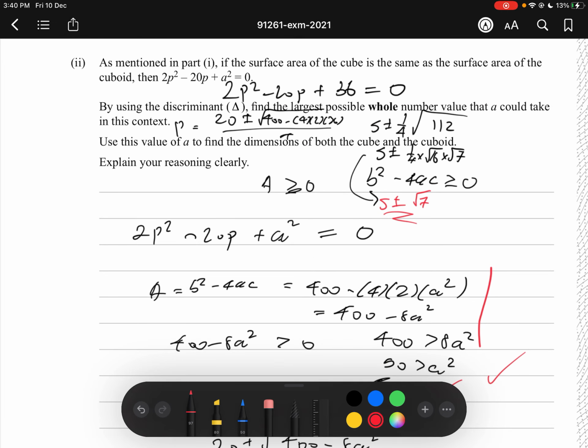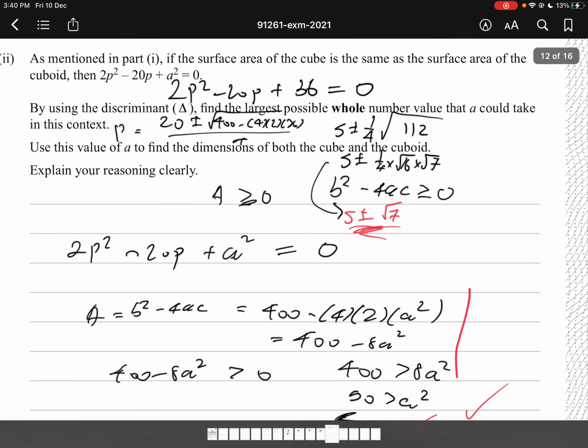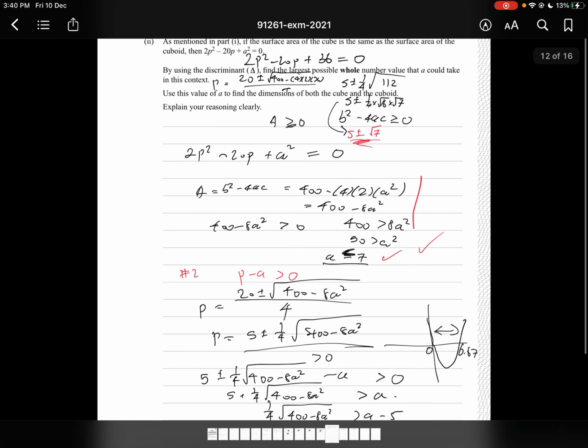And that will be our answer for the question. So to find the dimensions of the cube, we have p equals 5 plus or minus the square root of 7. And that is our answer. We want the dimensions of the cube and the cuboid.